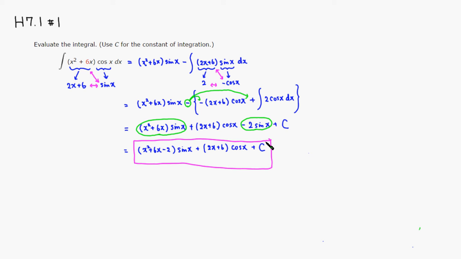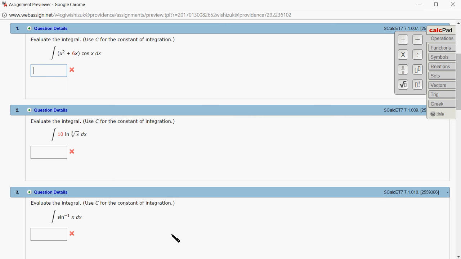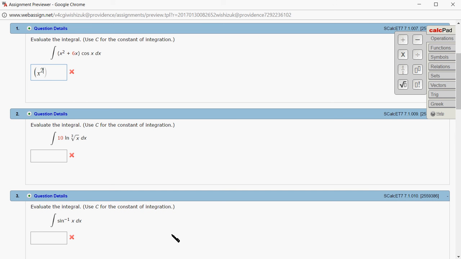So let's type it in. We got x squared plus 6x minus 2, sine of x, plus 2x plus 6 cosine of x plus some constant c.